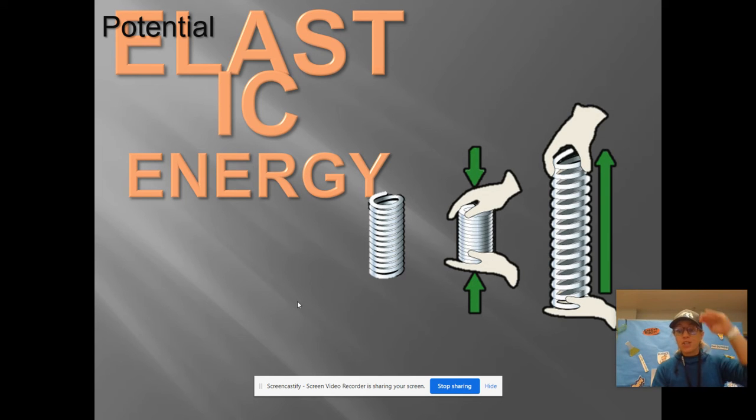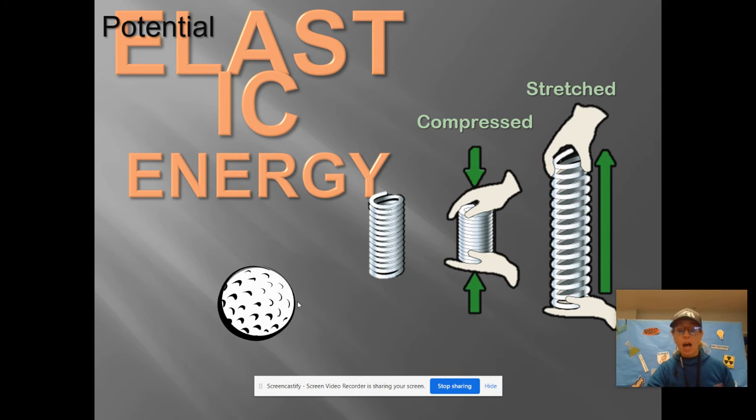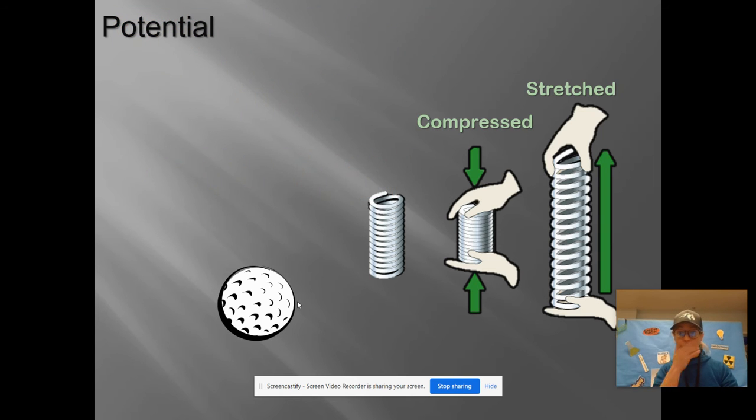So compression is where that spring is being pushed down. I might think of this as like the shocks in a car that actually compress as the car moves over bumps. And they also can be stretched. So compressed and stretched. And these are ways of storing energy in an elastic way. A golf ball also has elastic energy in it, okay?